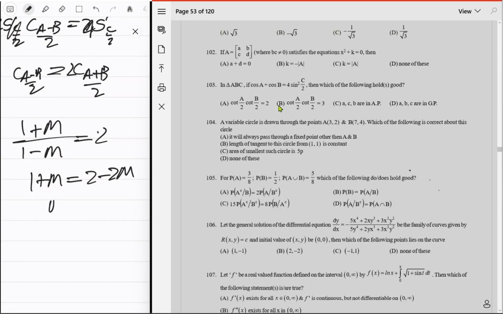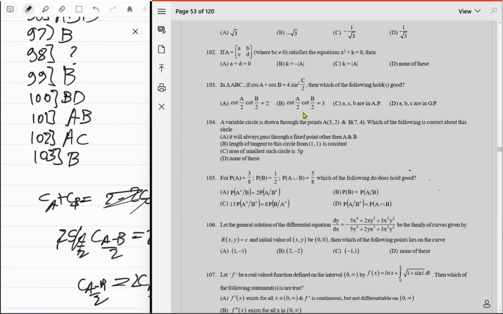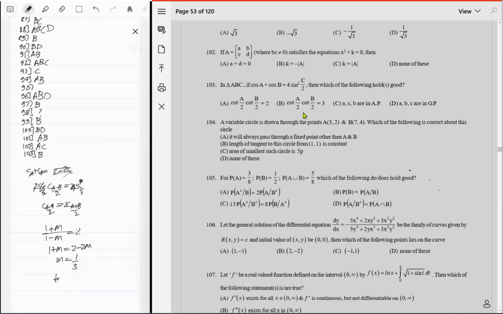So m is equal to 1 upon 3. Tan A upon 2 tan B upon 2 equal to 1, cot A upon 2 cot B upon 2 equal to 3, right? So B is correct. ABC are in AP and ABC are in GP. Interesting. So cot A upon 2 cot B upon 2 equal to 3, you are saying. Okay, then what do I do with that though? What is cot C upon 2 in that case?